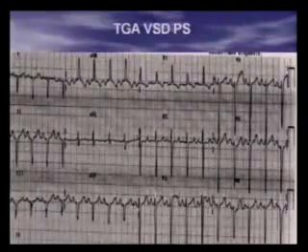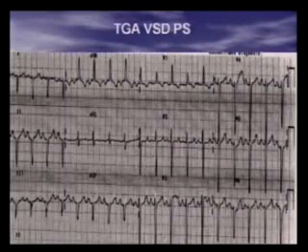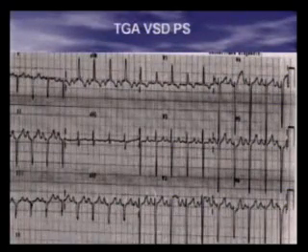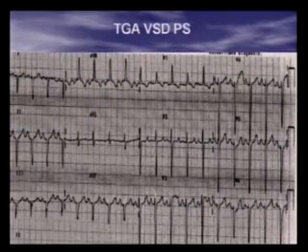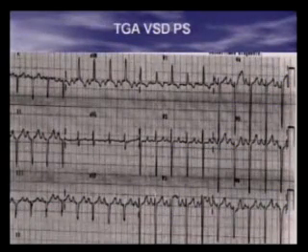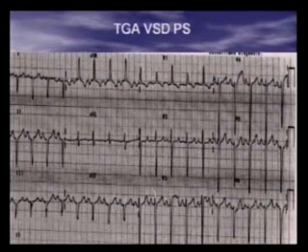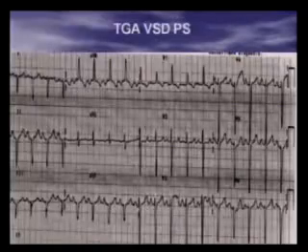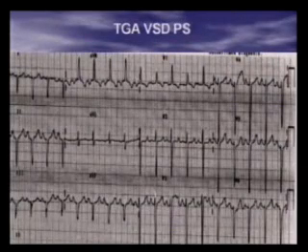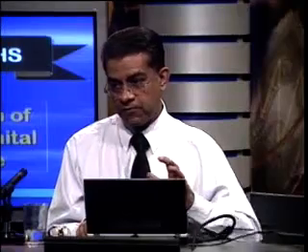An example of a patient with transposition of great vessels with VSD and PS. Again, right axis deviation and right ventricular hypertrophy. Again, you cannot differentiate by ECG whether it is tetralogy or transposition. There are certain points which help us to differentiate, which I am not going into detail, but in the majority of patients, the ECG pattern looks similar. Right axis deviation, right ventricular hypertrophy. So it is impossible to differentiate between these three groups of patients unless you have prior information or subsequent information on imaging.